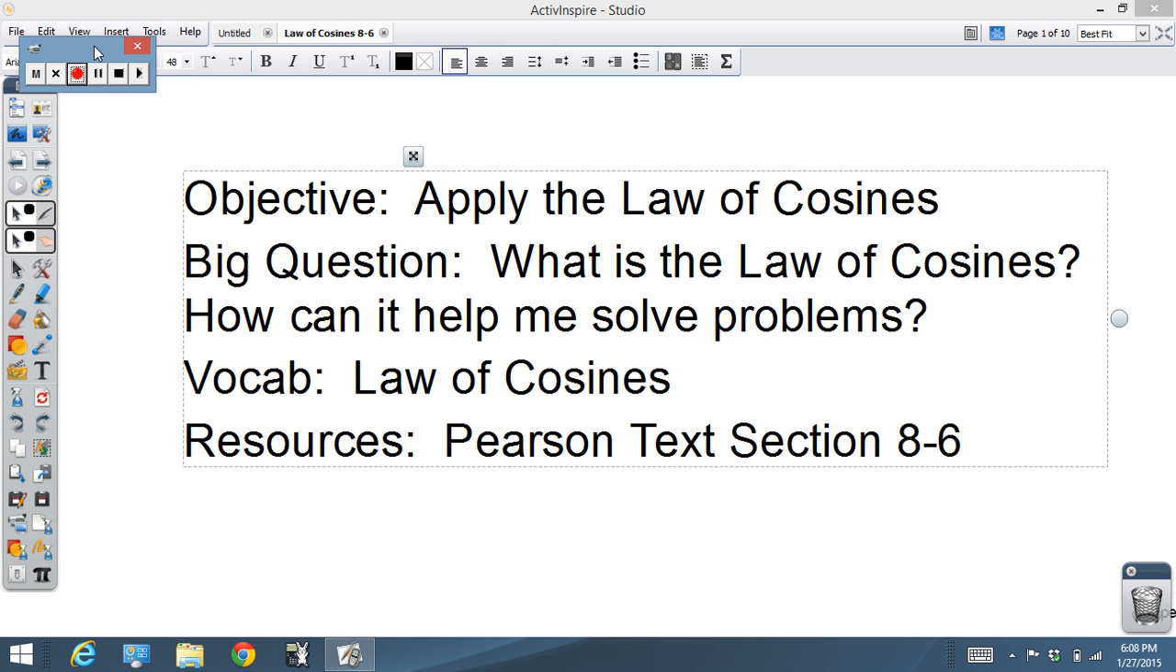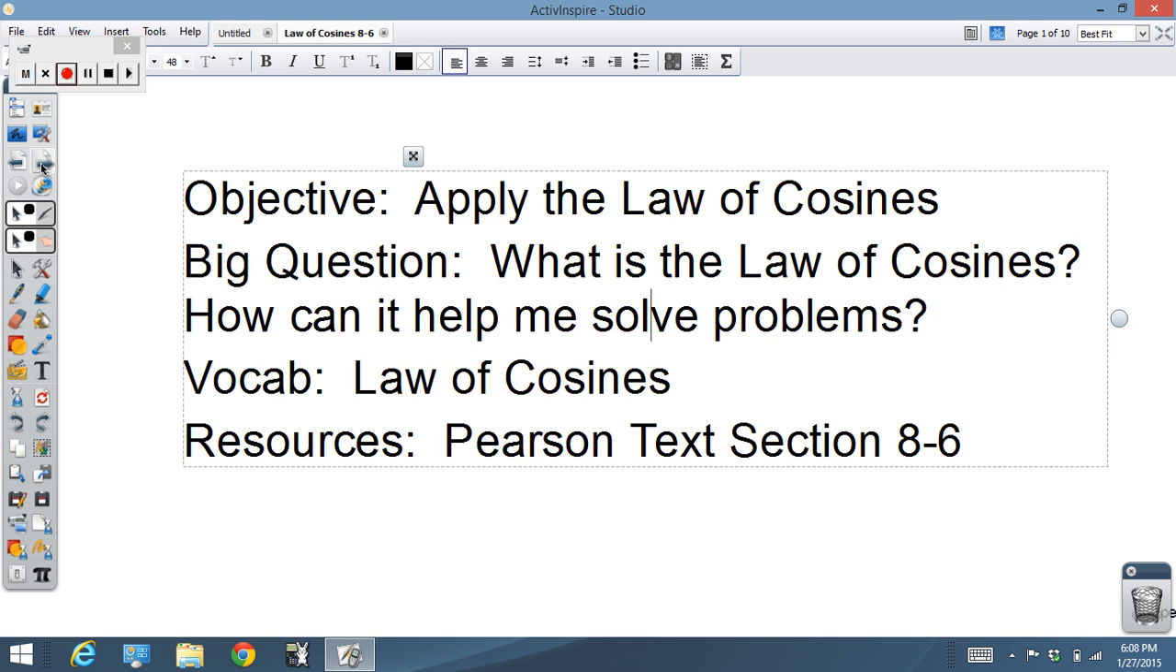Hi everybody, today we are going to be looking at Pearson Text section 8.6 and talking about the law of cosines. We're going to jump into it real quick, show you what it means, let you see some examples, and then basically let you take it on, alright?